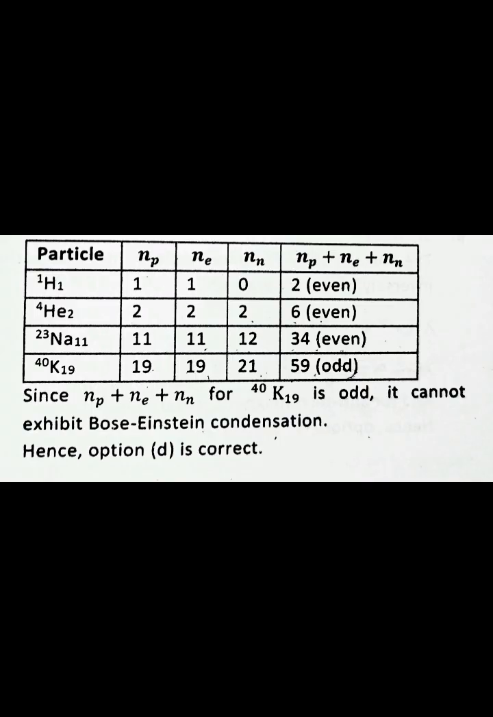Then for sodium, Np is equal to 11, Ne is equal to 11, Nn is equal to 12. Then the sum is equal to 34. It is also an even number. Then for 19K40, that is potassium, Np is equal to 19, Ne is equal to 19, Nn is equal to 21, then their sum is 59, it is an odd number. So as it is an odd number, it cannot exhibit Bose-Einstein condensation. So the answer is option D.